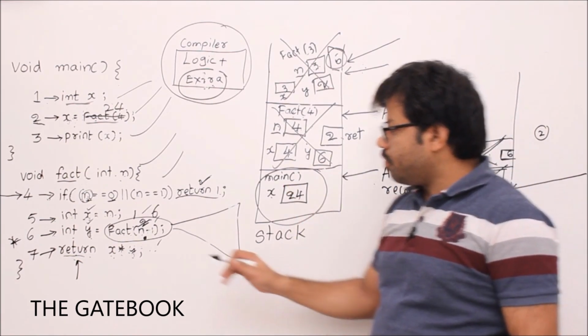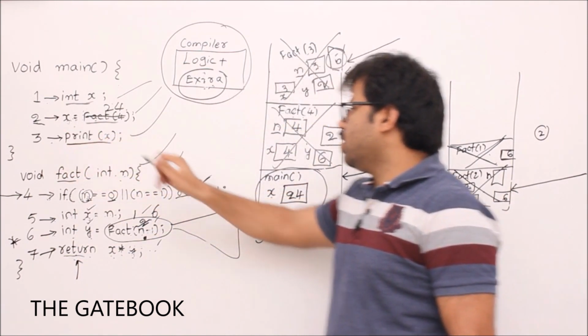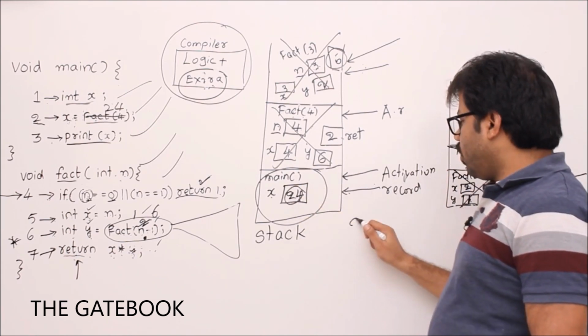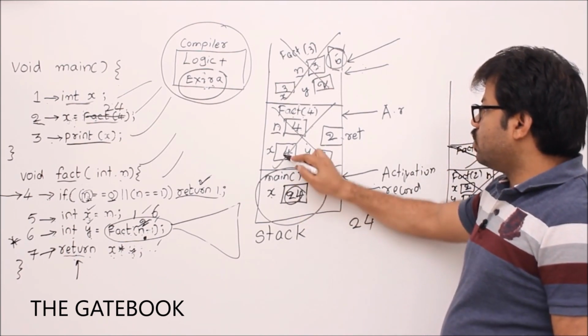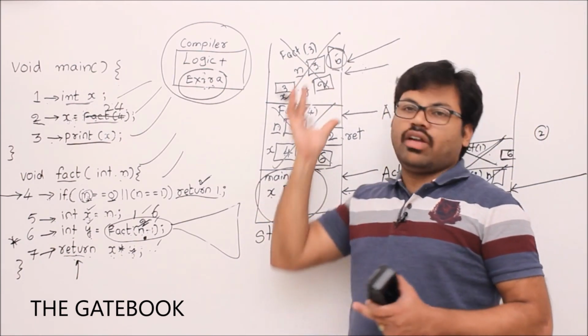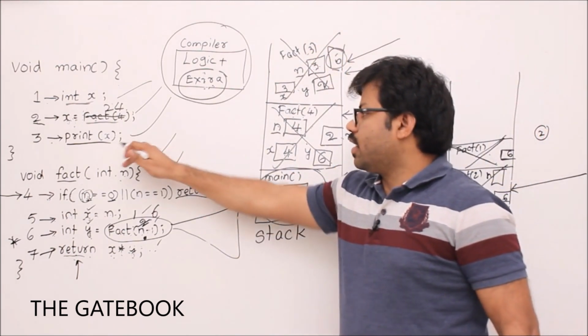Okay. Now, so where are we? So line number 2 is done. Then line number 3, print x. What is the top of the stack now? This one. In that, what is x? This one. So 24 will be printed. Though you have x in so many places, the appropriate x will be taken because of this actual calling sequence or stack, correct? So now print x will print 24.